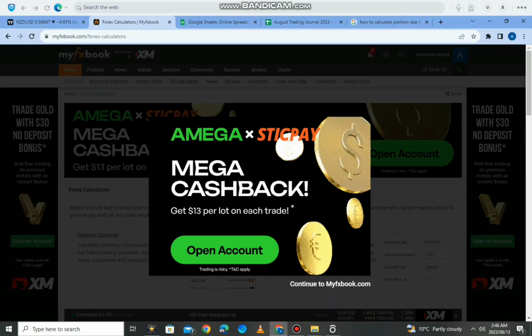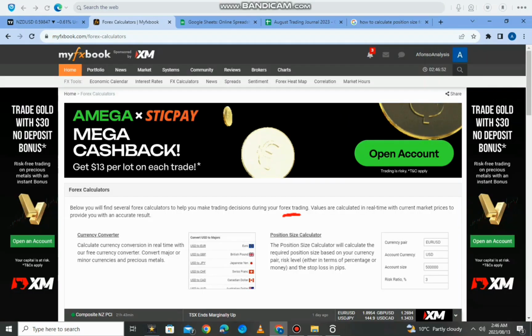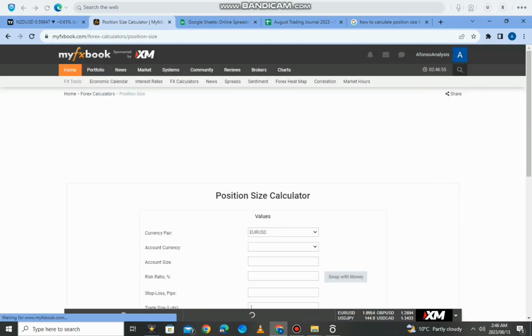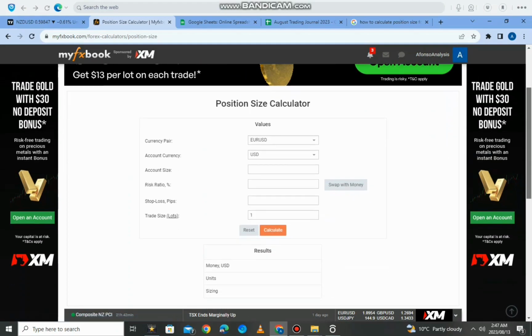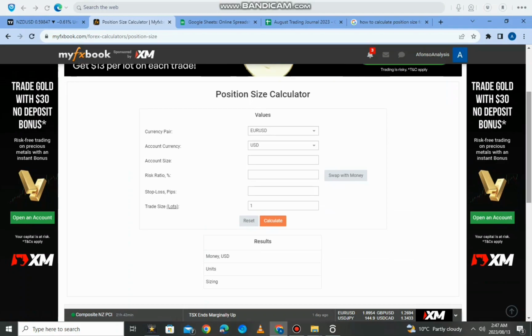So you're just going to click FX calculators and click position size calculator. This is where you're going to calculate what lot size you are going to use on each and every trade, because if you're one of those traders who are using the same lot size on each and every trade, I guarantee you are not profitable, because professional traders approach each and every trade separately.